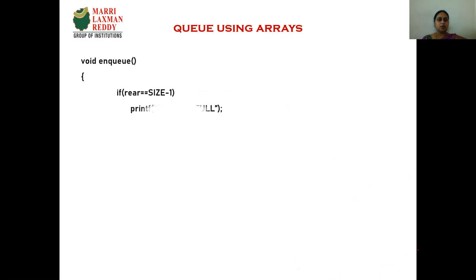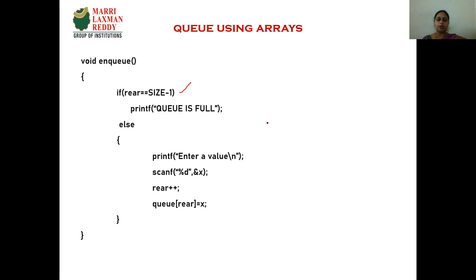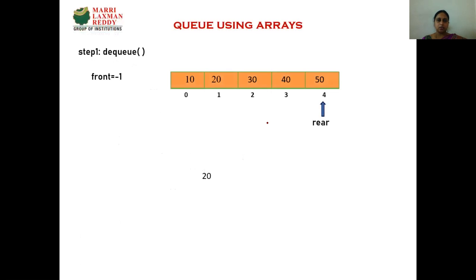First, we are going to check whether the queue is full or not with this condition: rear equal to size minus 1. If rear equals size minus 1, we display a message: queue is full, or queue overflow. Else, we read the element, increment the rear value, and place that element at the queue's rear position. This is the enqueue operation. In this way, we implement the enqueue.